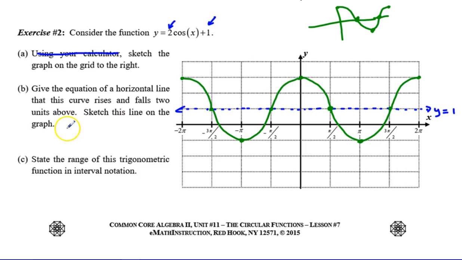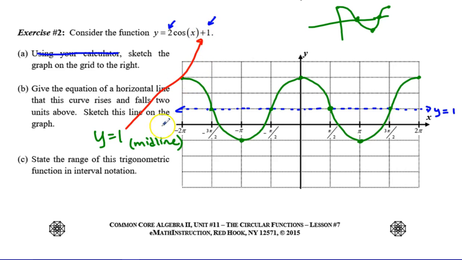Okay, so over here it says, what is the equation of the horizontal line that this curve rises and falls 2 units above? Well, this is the line. Our amplitude is still 1. It still goes 2 units above, 2 units below. But notice how the range has shifted up by 1. So the line that this curve falls 2 units above and below is y equals 1. That's called our midline. And no coincidence, that 1 here corresponds to that +1 here.